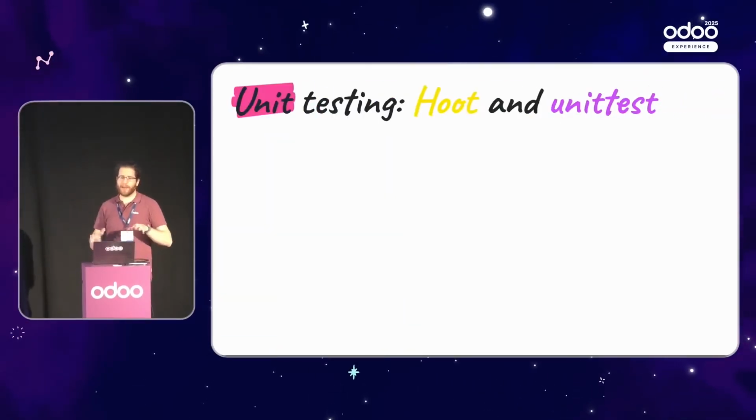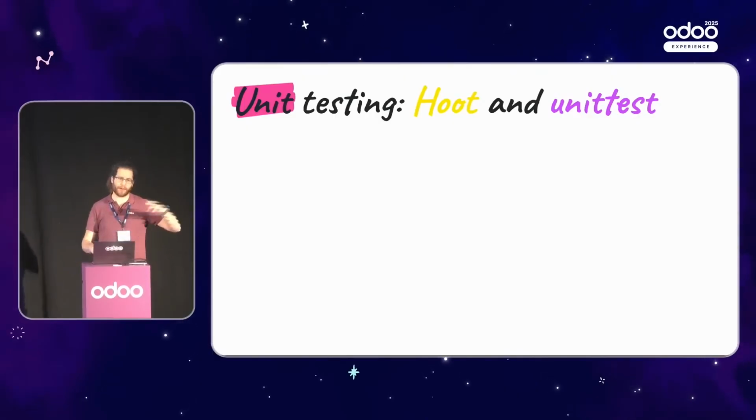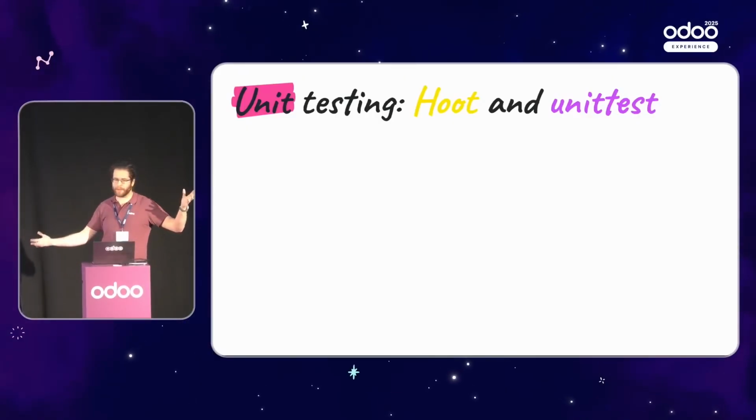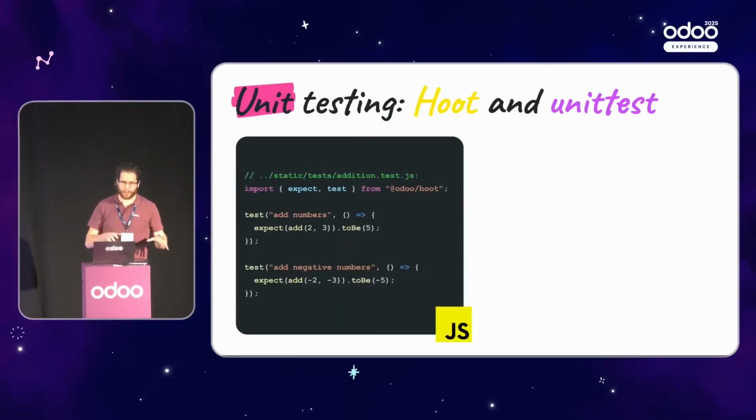In unit testing, you have two environments that you want to test. There is the server, the Python, and the JavaScript on the front end. For the front end, we use Hoot, which is a homemade library that looks like Jest, if you're familiar with it.